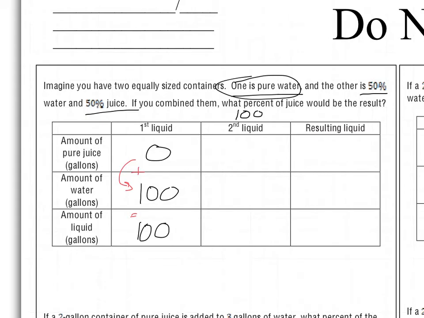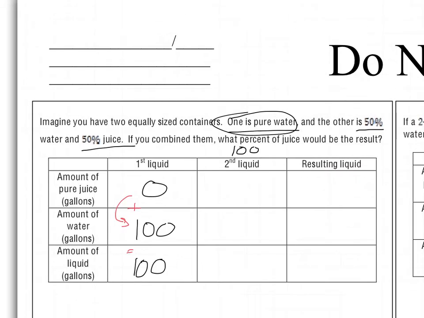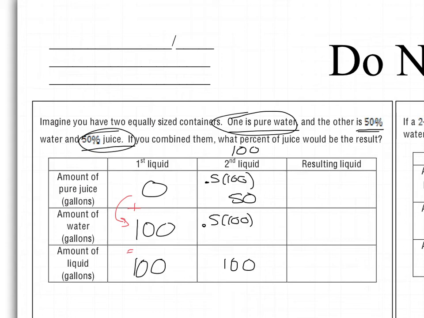So looking at this, now this one is percent times whole, so we know there's supposed to be 100, and there's 50% juice, so our quantity is going to be 50% of the 100, or 0.5 times 100, which is equal to 50. And moving on to the next one, we have 50% juice and 50% water. So this one's actually going to be the same, 0.5 times the 100 is going to give me 50.